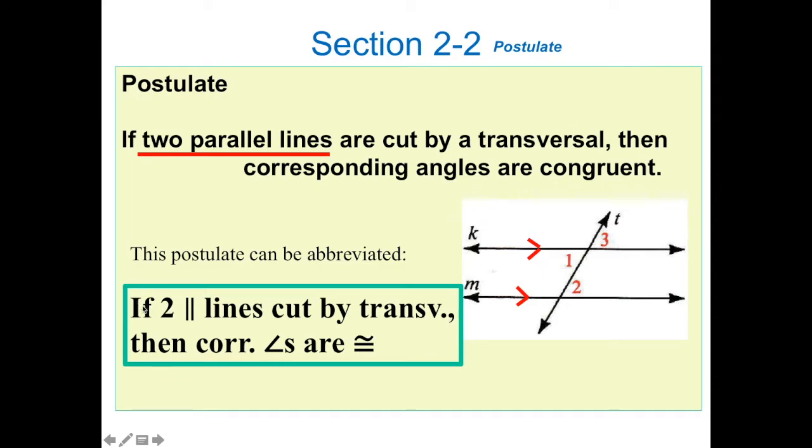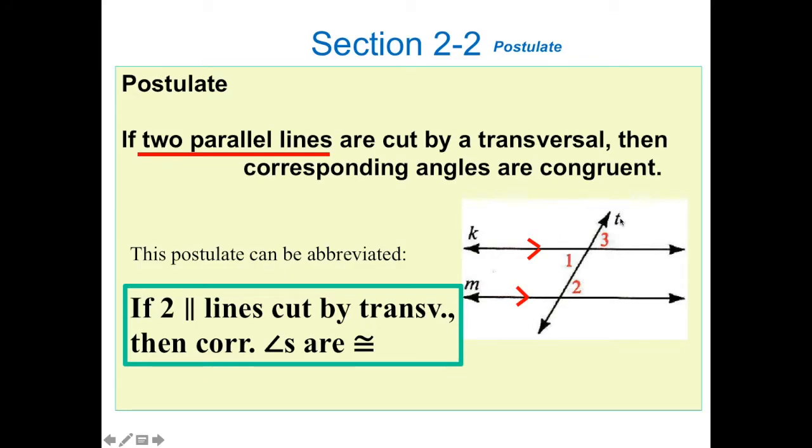Make sure that the part after "if" is the given premise of the postulate, and the part after "then" is the conclusion that you want to establish. So: if two parallel lines are cut by a transversal, then corresponding angles are congruent. Get used to this. You're actually going to write "if two parallel lines are cut by a transversal" as a given. This hypothesis is going to be the hypothesis of many proofs we're going to prove in a second.